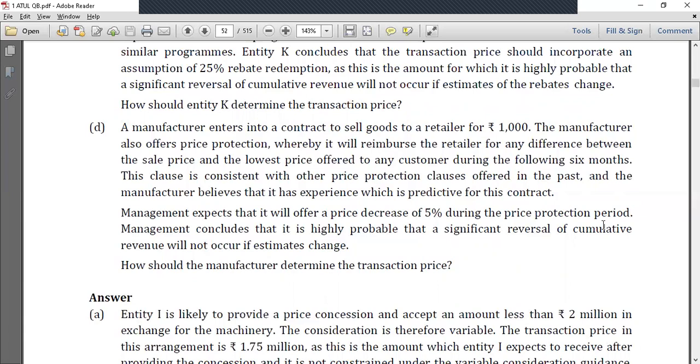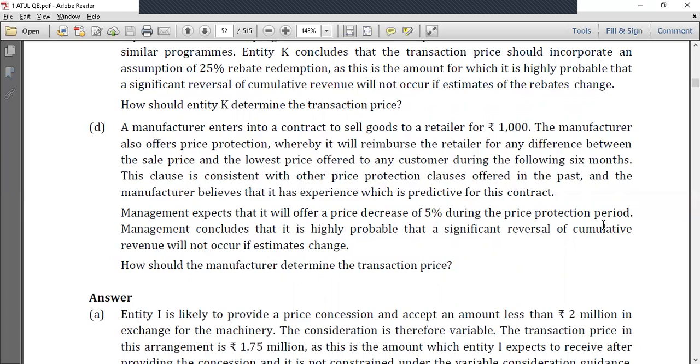So this clause is consistent in the next 6 months if he is making any sales. Okay, if he is making any sales where the difference between the sale price and the lowest price offered to the customer is less than 1,000, then he will reimburse back. So this clause is consistent with the other price protection clauses that were offered in the past.